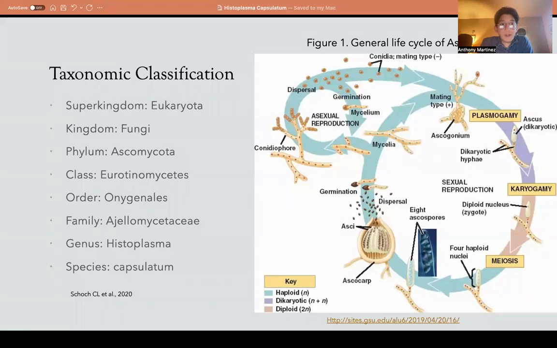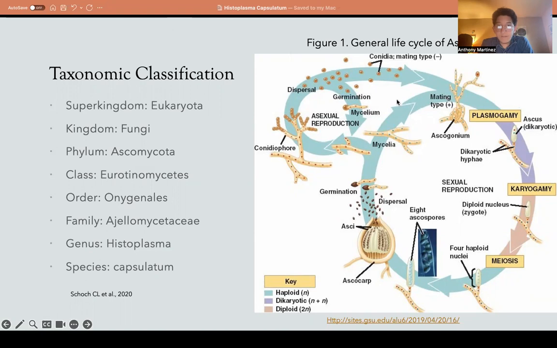Okay, so to start off, we're going to look at its taxonomic classification. It is a eukaryote, obviously, since we're in eukaryotic microbiology, but it is a fungi. It is located in the phylum Ascomycota, and I just wanted to throw in a general life cycle of that phylum here.